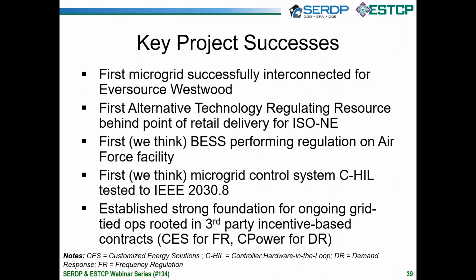utility connections. This was the first time that ISO New England had allowed a battery performing frequency regulation, otherwise called an alternative technology regulating resource, to provide frequency regulation behind the point of retail delivery. And what that means is typically when people install batteries in ISO New England, they have to be directly connected to the utility at the point where the utility meters the demand and the energy consumption of the installation.